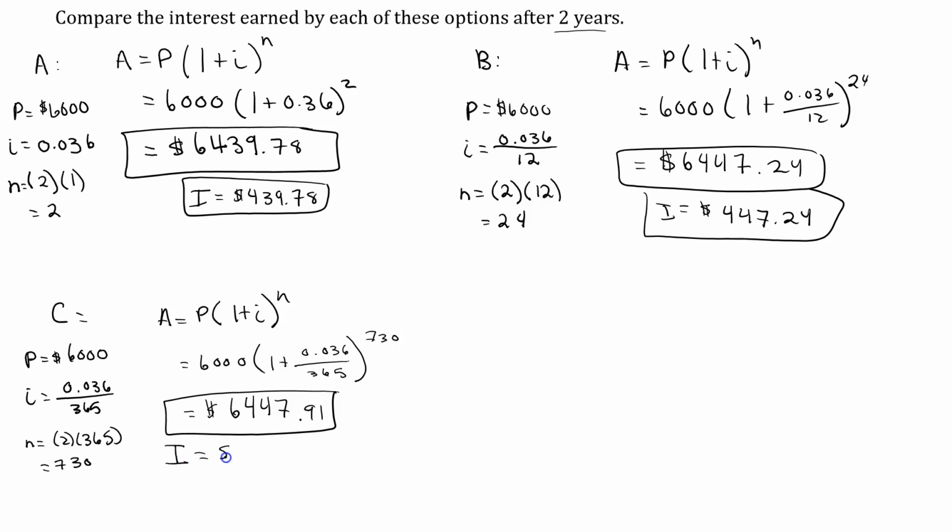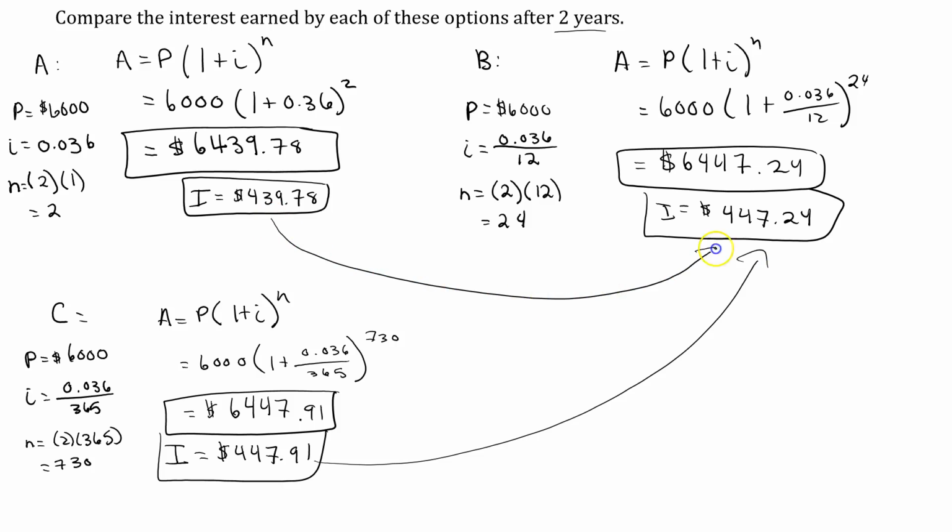So the amount of interest that we have here is $447.91. That's not a whole bunch more than this one right here. But we notice a pretty decent difference between the annual and monthly. But once we go from monthly to daily, we experience less difference.